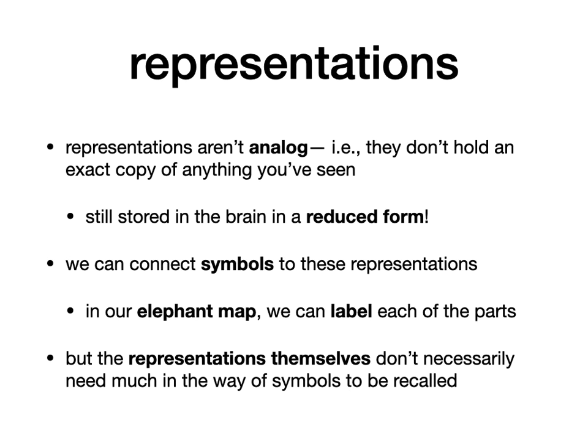We can also connect our symbols, the higher level stuff we've been talking about so far, like language, right? We can connect those to the representations. In the elephant map, we can label each part of the elephant as a distinct thing. We can still consider the tail as a tail, but also connected to the elephant's butt, right?